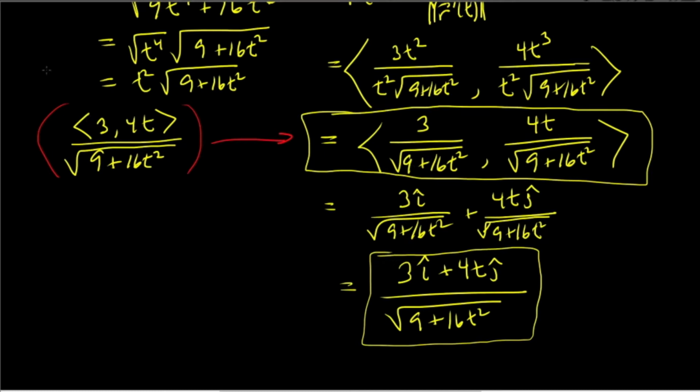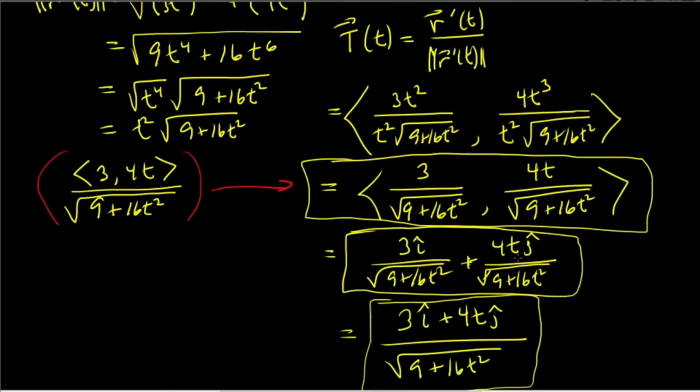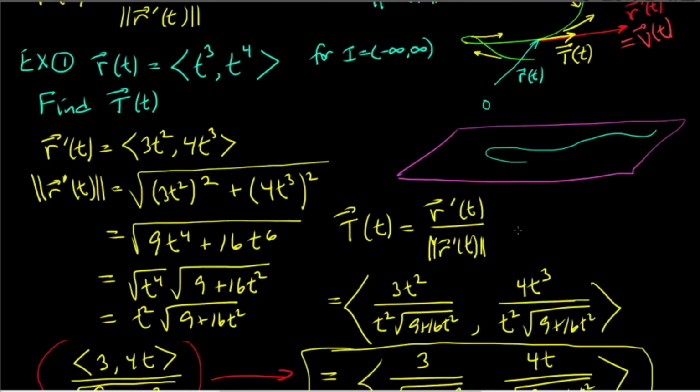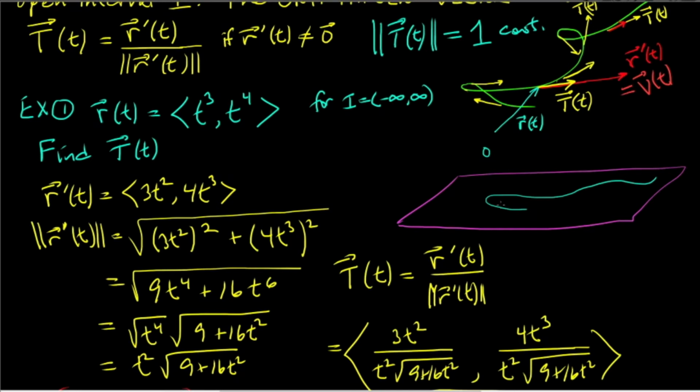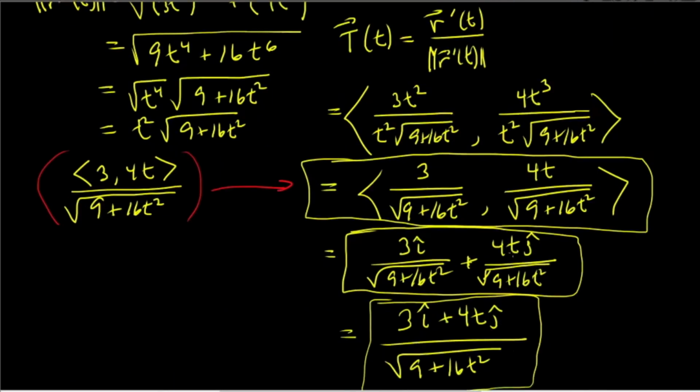If you do want to write it this way, then I would prefer you use the i and j notation. So, not a big deal, but one of these is fine. Oh, and of course, writing it this way is fine too. You can write the components separately as well. So that's it. That's finding the unit tangent vector. In most cases, just applying the definition, not that bad.